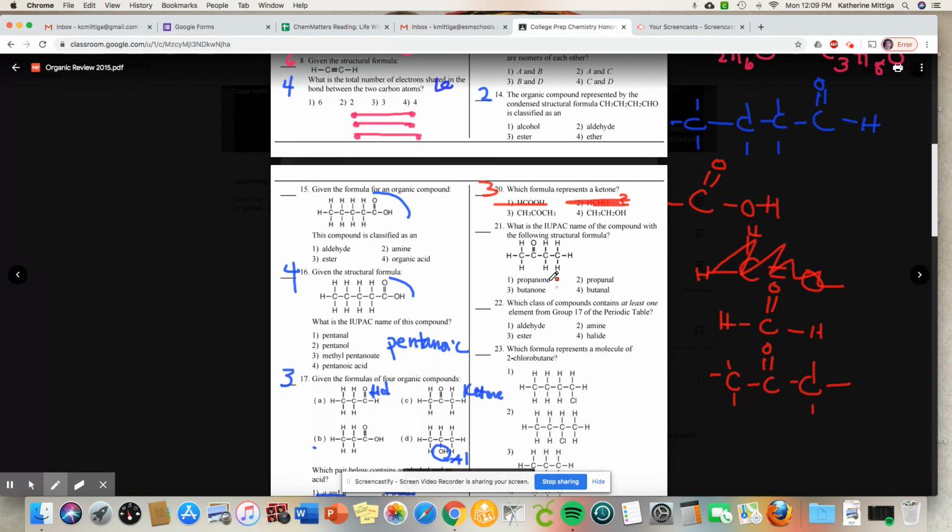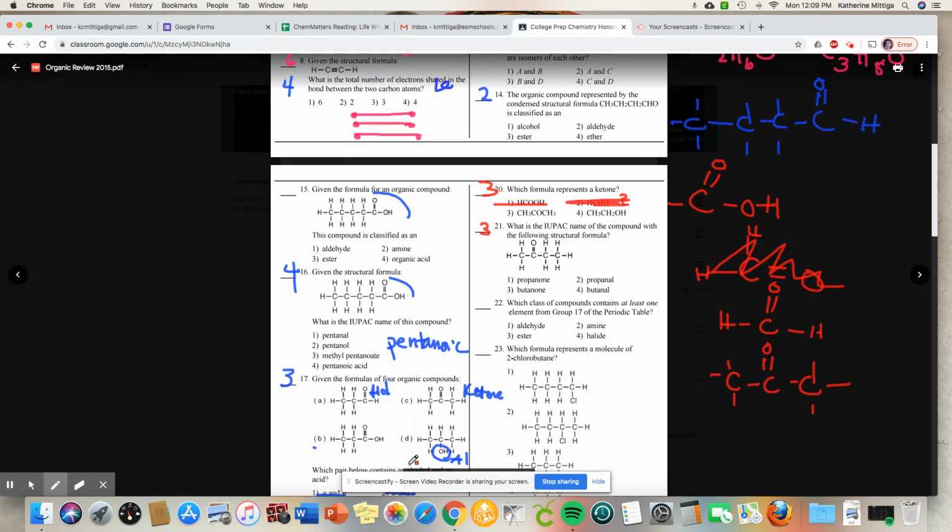21, name it. Looks like, again, we have a ketone. C double bonded O somewhere in the interior. Meth, eth, prop, bute. Butanone. Why is it not butanal? Because that would be at the ending. Why is it not prop? Because there's too many carbons.